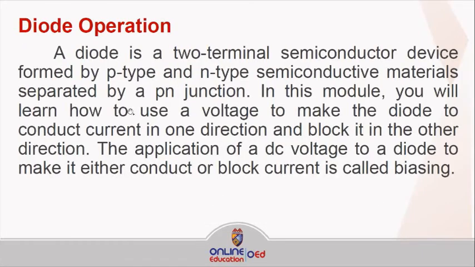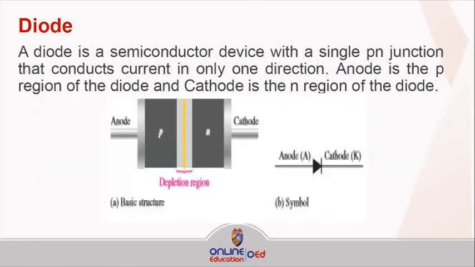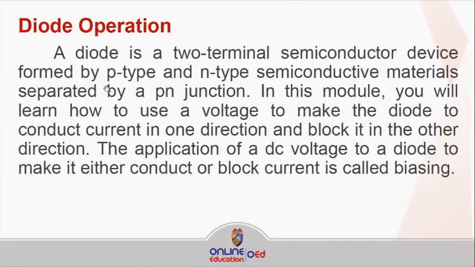Okay, the diode is a two-terminal semiconductor device formed by P-type and N-type semiconductive materials. It is separated by a PN junction. As you can see, this is the PN junction that separates the P-type and the N-type semiconductor materials of the diode. That is why it is a two-terminal semiconductor device. Okay, that's the P-type and the N-type.